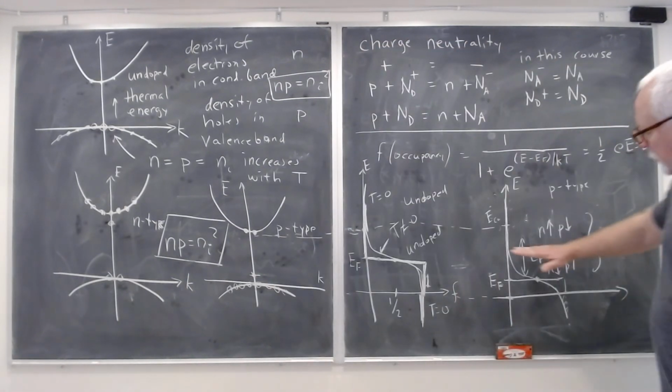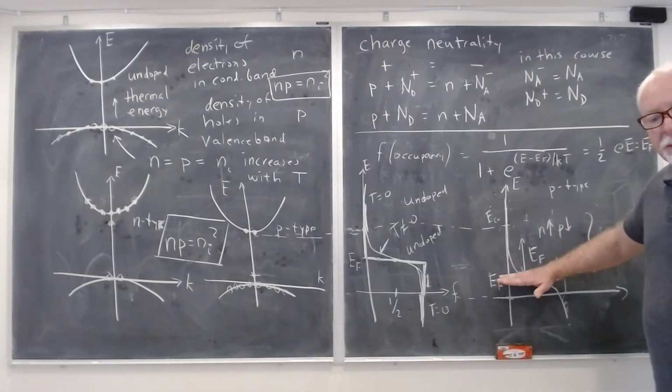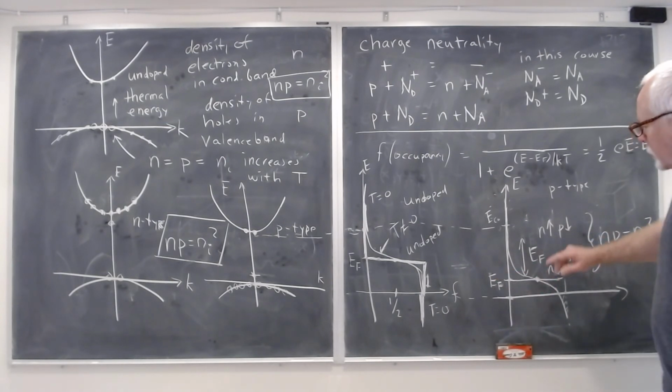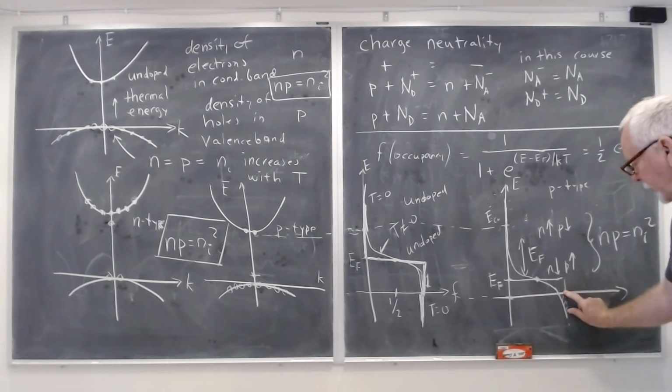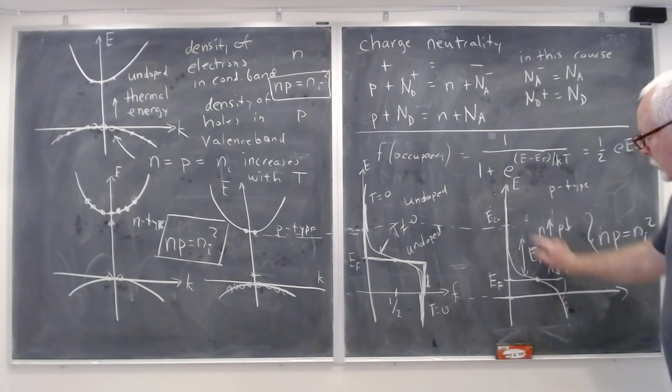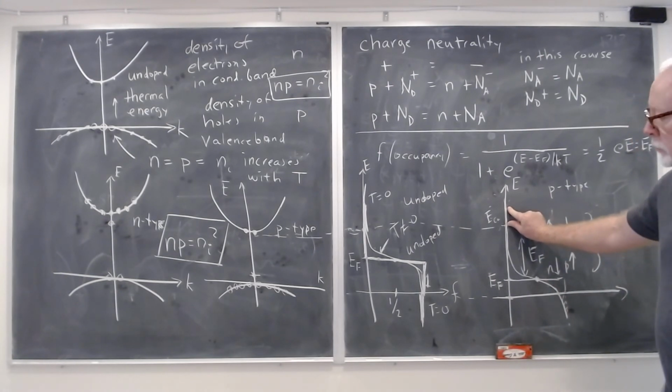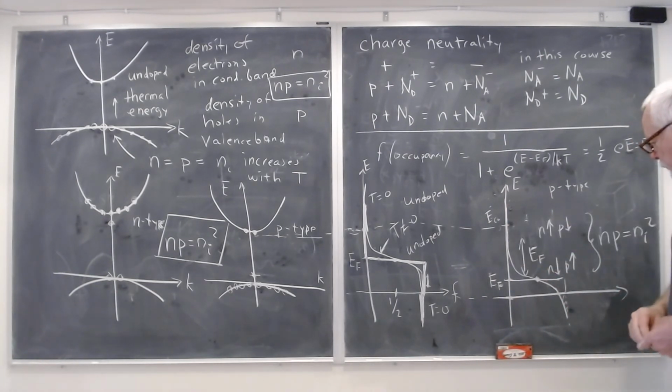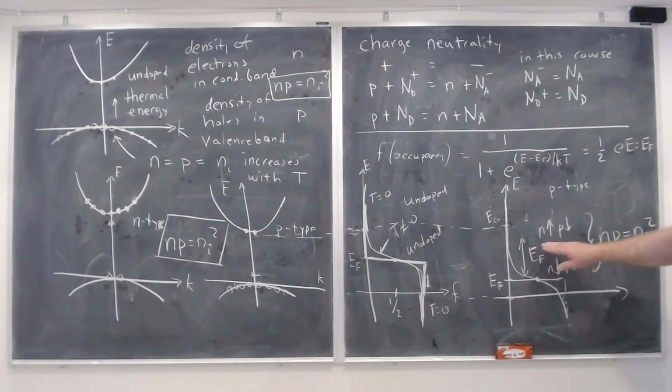If I make it p-type, that moves the Fermi level down closer to the valence band. And now p becomes bigger, n becomes smaller. And so if I move it down, n becomes smaller, p becomes bigger. If I move it up, n becomes bigger, p becomes smaller. And so their product, at least it looks like qualitatively, and will show mathematically, is the same.